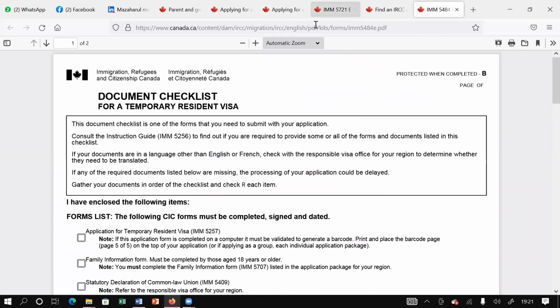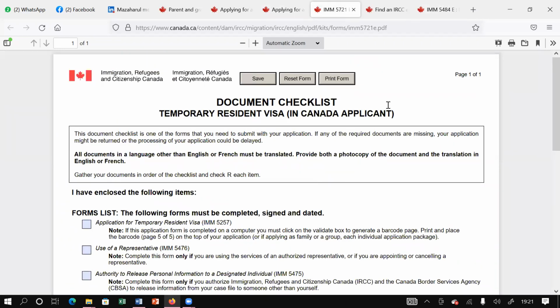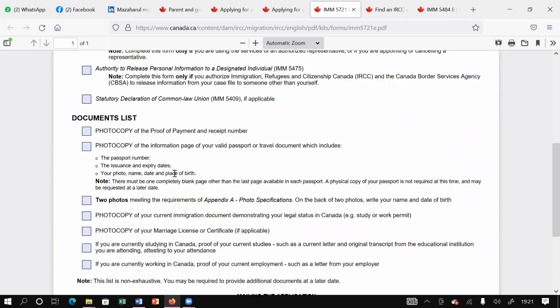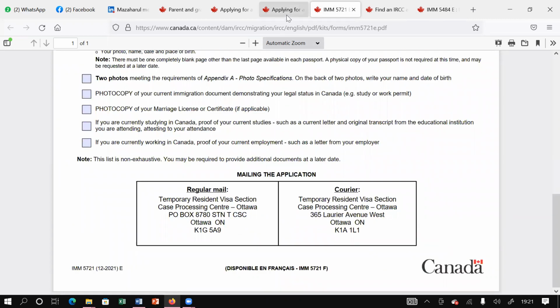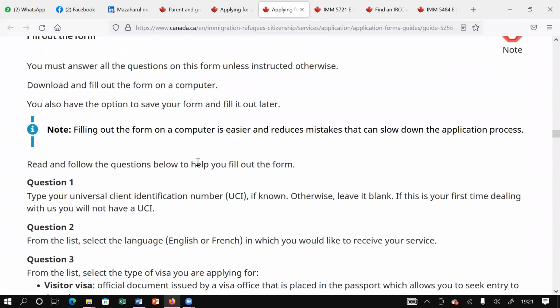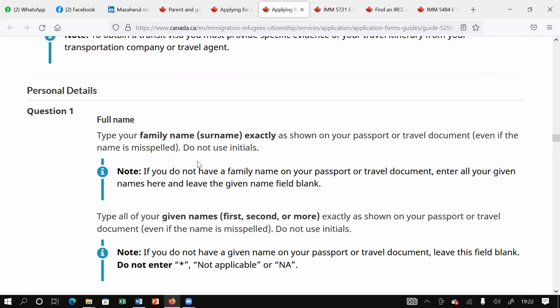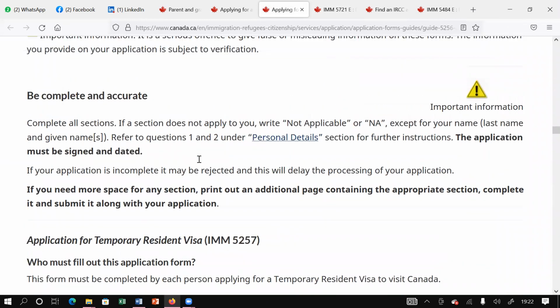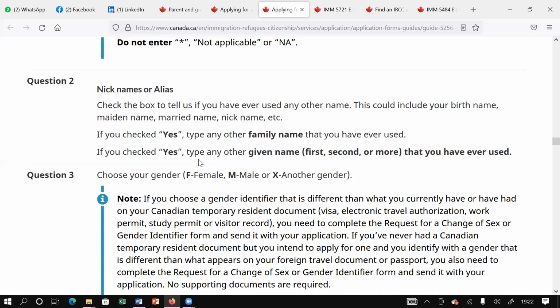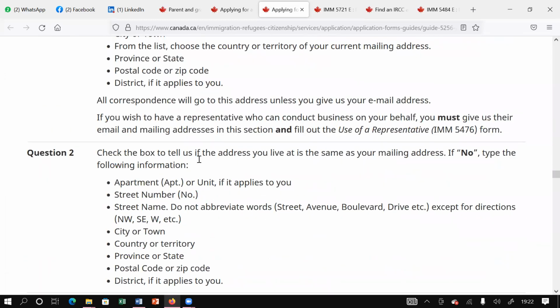It's quite similar to 5484. Application, representatives, photocopy of the proof of payment, photocopy of the information, 2 photos. So all the information are provided in a structured manner. So there are some other notes in this side, some frequently asked questions to fill out the form. So there are some questions also added. So in detail, you can get all the information here. Let me check if there is any further important information here.